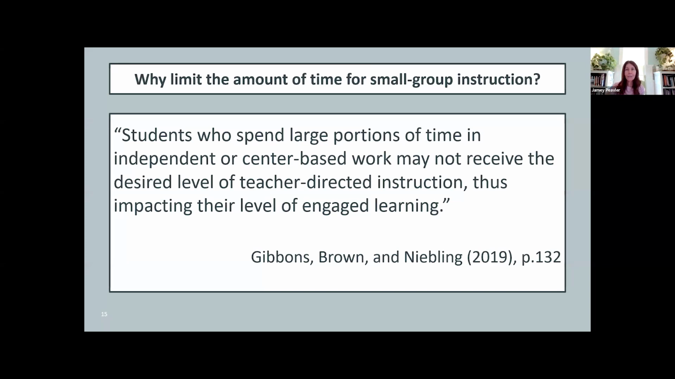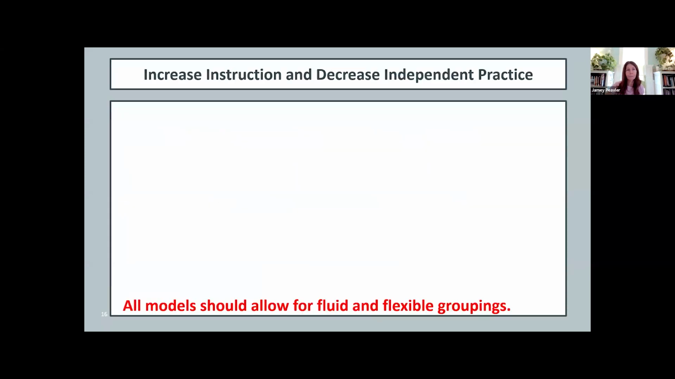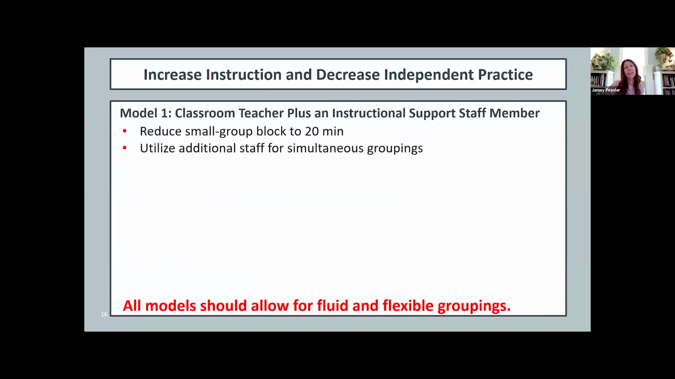So as we take a look at some of these models, I want you to note how much time each person or each group is meeting with the teacher. So our goal then would be to increase direct instruction time and decrease independent time. And I have 3 different models to share with you as options to consider.